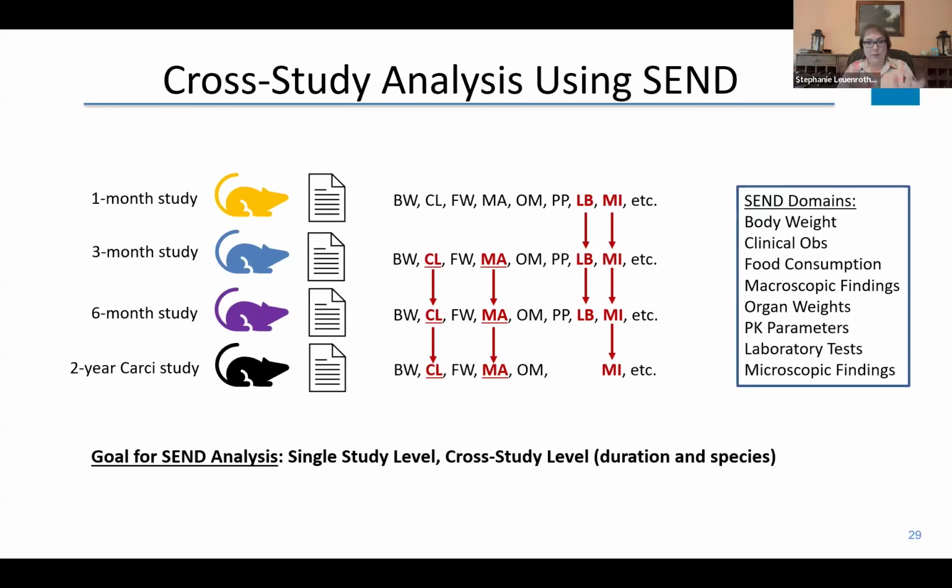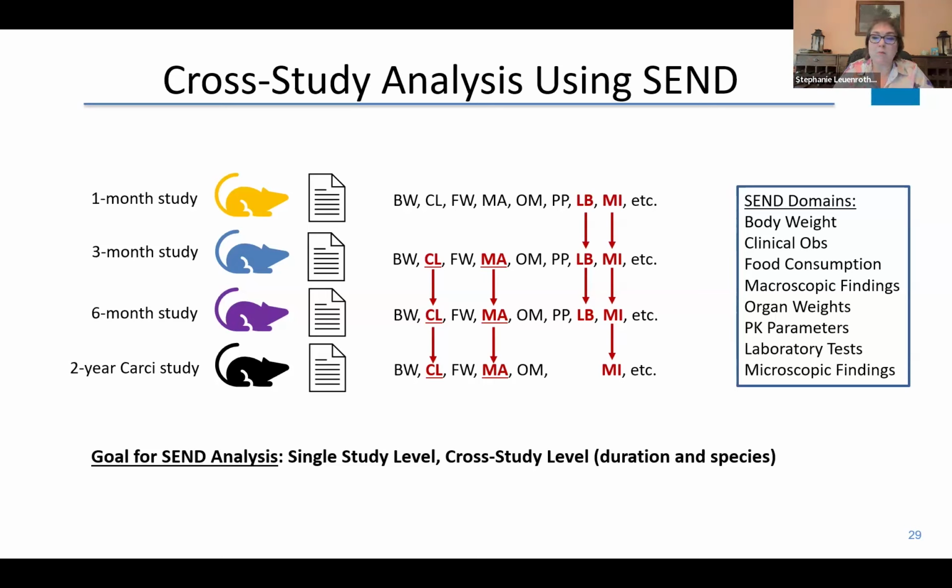So just maybe a visual to think about this. Let's say you had a particular application and this whole idea of cross-study analysis using SEND. If you had a 1, 3, and 6-month toxicology study in the rat, for example, and then maybe even that 2-year rat carcinogenicity study. If all of these studies have SEND data sets and are in SEND format, you can look across similar SEND domains. There are many. I've listed some here.